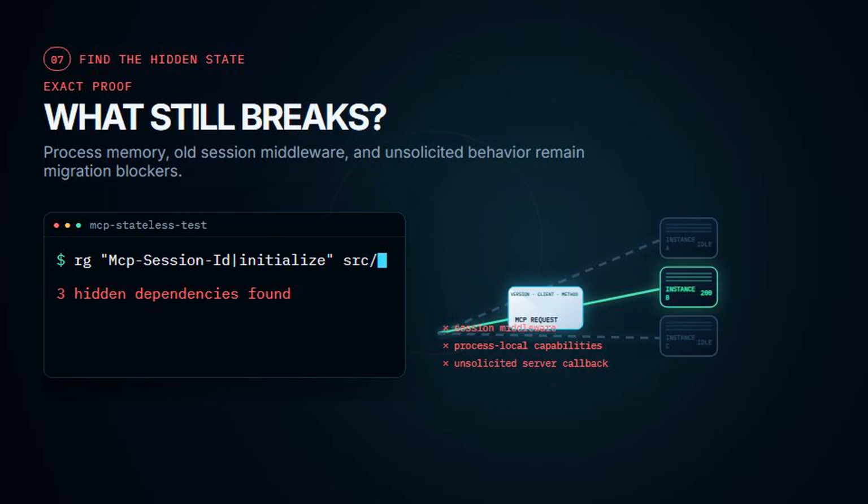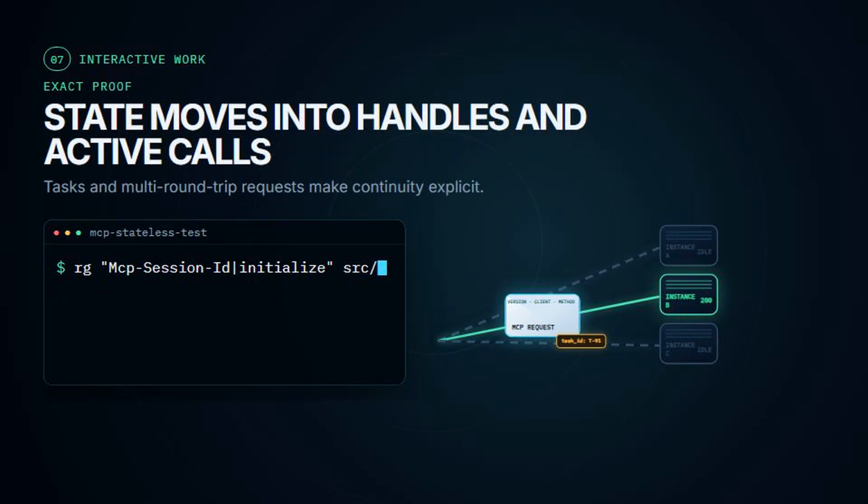This is why "MCP is stateless now" is both true and incomplete. The core is stateless. Applications are allowed to keep state. Long-running operations still exist. Interactive flows still exist. They are just modeled explicitly, instead of borrowing a hidden session as the universal answer.